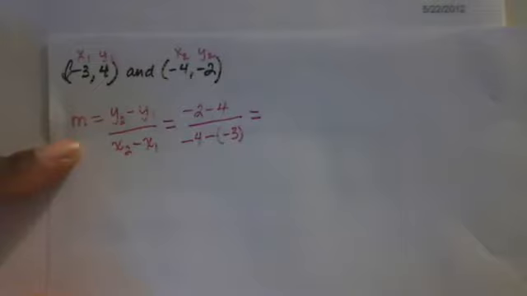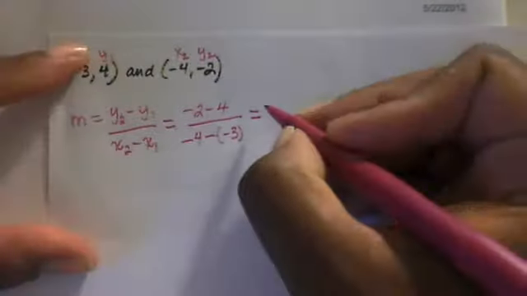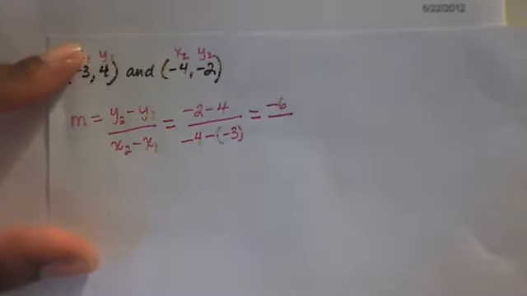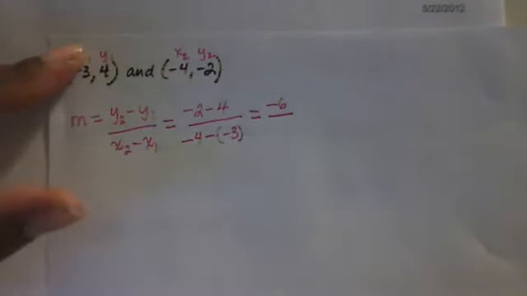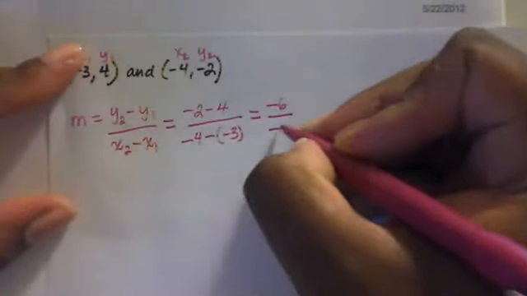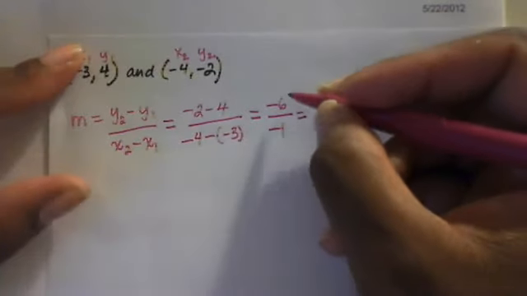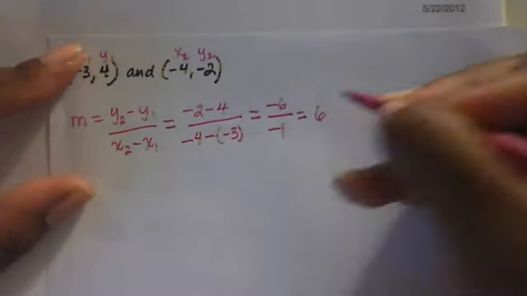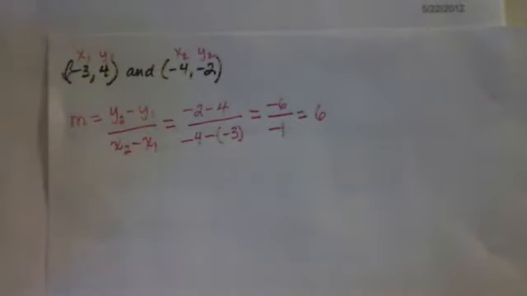Then we're going to simplify the numerator and the denominator. -2 minus 4 is like -2 plus -4, that's -6, over -4 minus a -3, which is the same as -4 plus 3, which is -1. So now you're going to have -6 over -1, which is simply 6. So the slope of that line passing through those two points will be 6. This is part A.